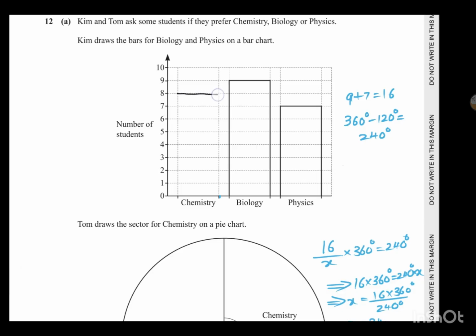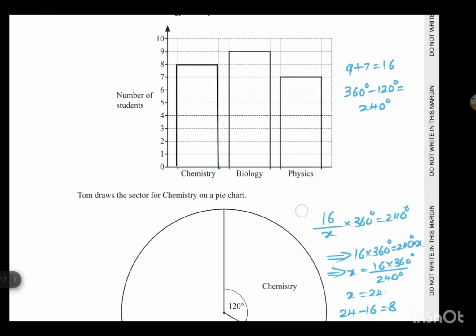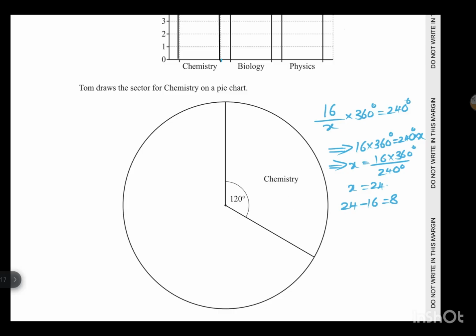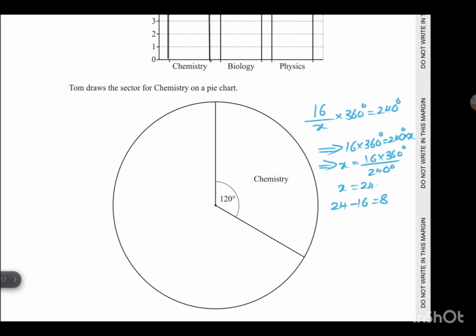So just draw a bar. This is done. Now we need to complete the pie chart. For the pie chart, we need to find out the angle for biology and the angle for physics separately. Find out that and then use your protractor to draw the pie chart.